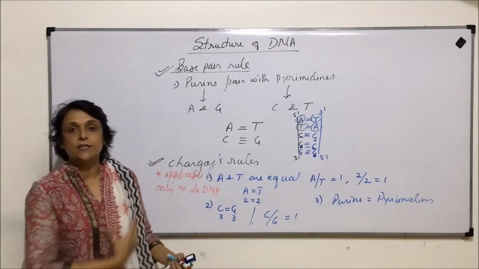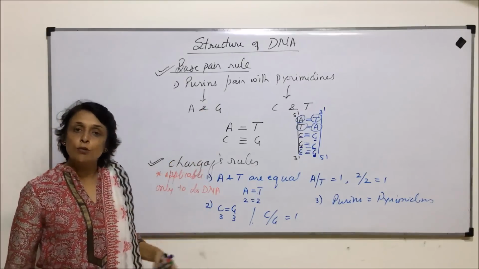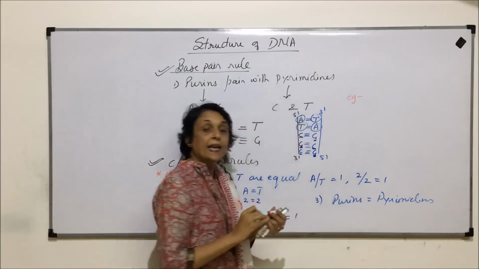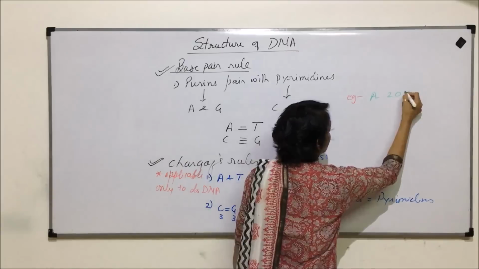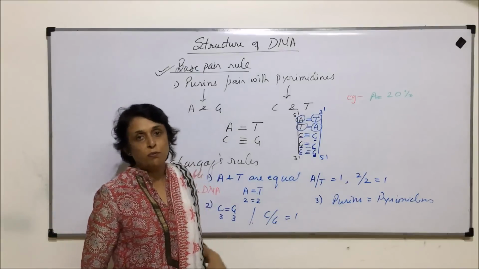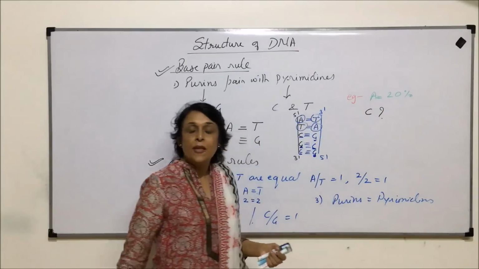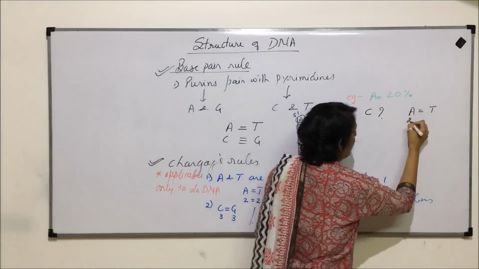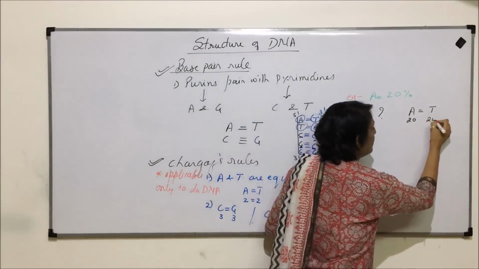And because of this, there are questions which are asked in the exams. Because of these two rules, we are able to reach those answers. For example, a question says that in a given DNA strand, A is 20%. The amount of A in a given DNA strand is 20%. What is the percent of C? This is asked. Now we know that A pairs with T. So if this is 20%, that means out of 100, if 20 are A's, there are going to be 20 T's.